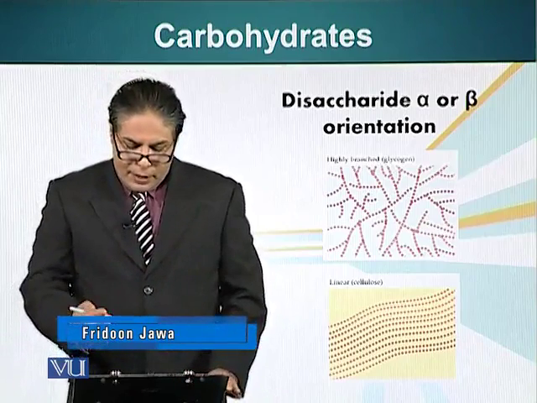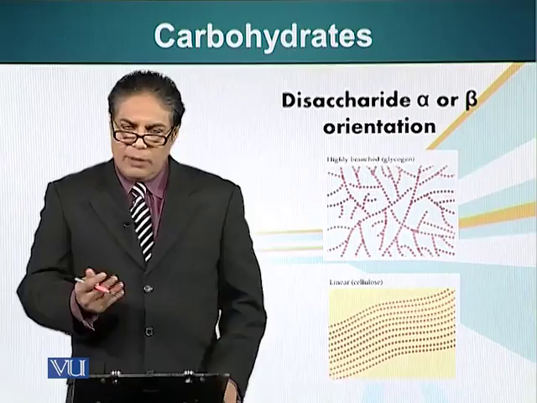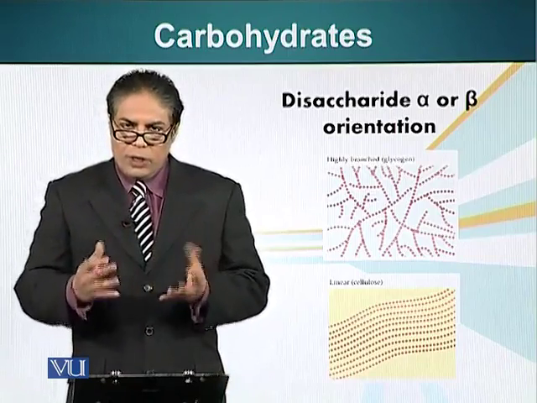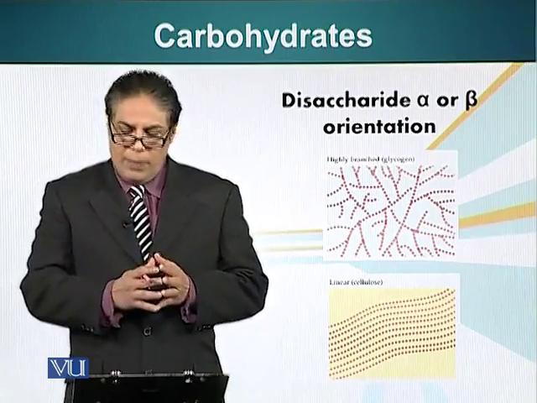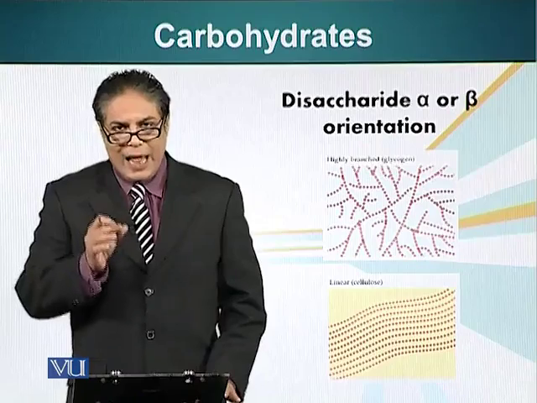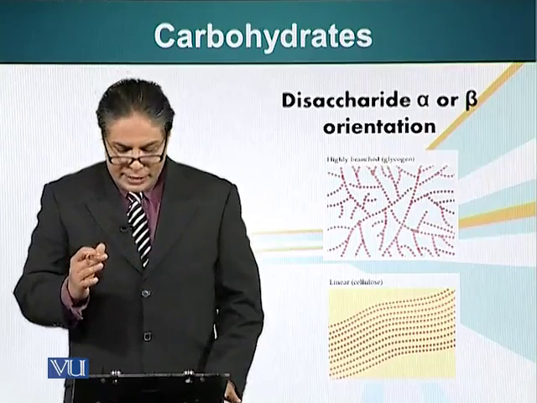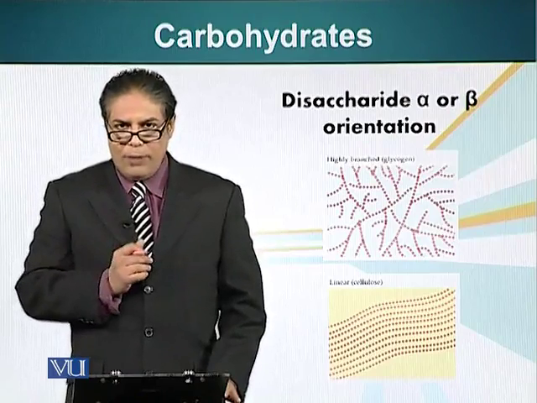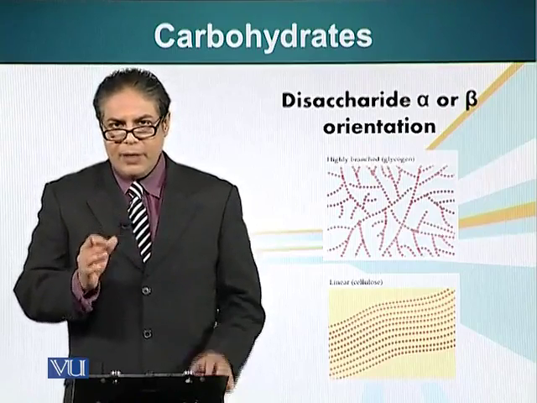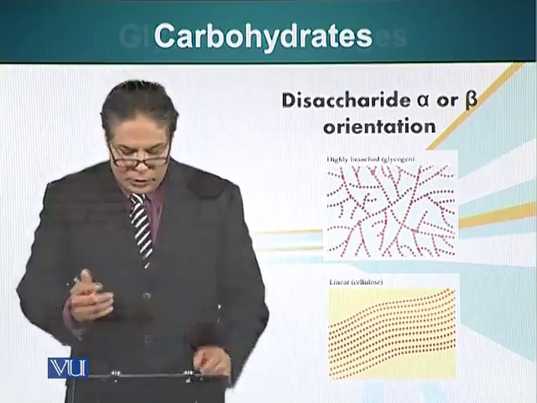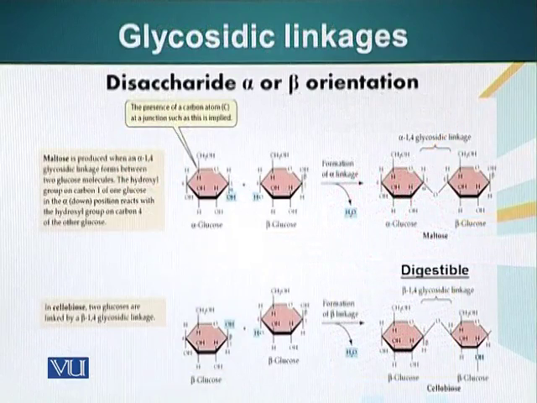For example, starch or glycogen, molecules which animals and plants use to store glucose, have glucose molecules linked in alpha configuration, whereas cellulose, a material which is present in wood, has glucose molecules linked in beta bond. So let's look at this bond, how this forms. Let's look at this bond in more detail.